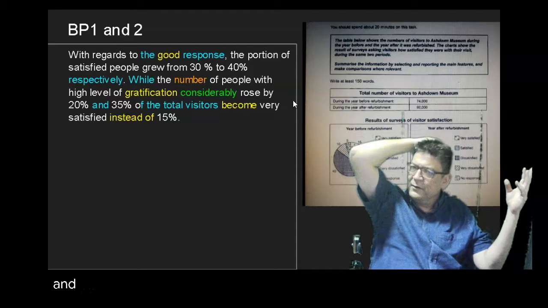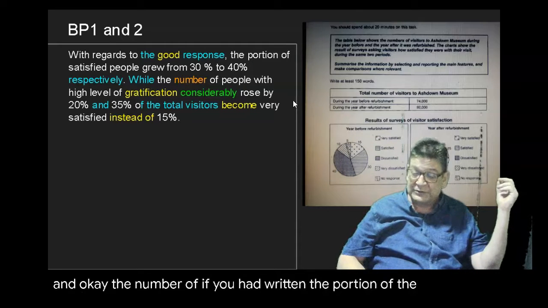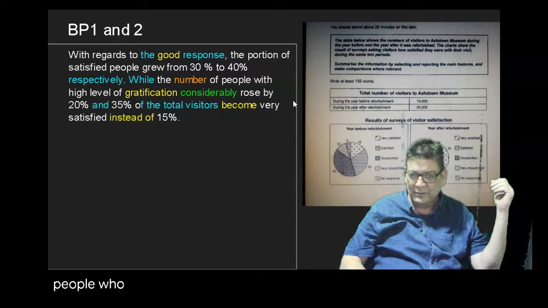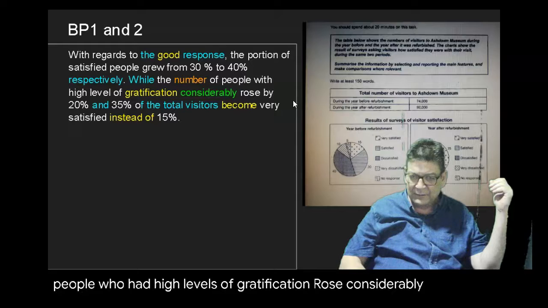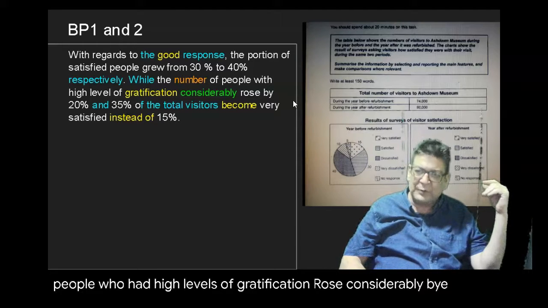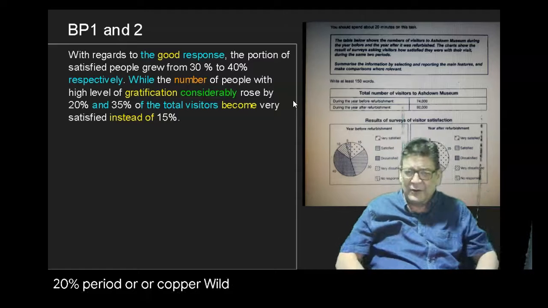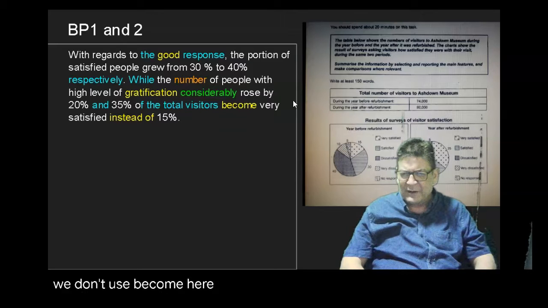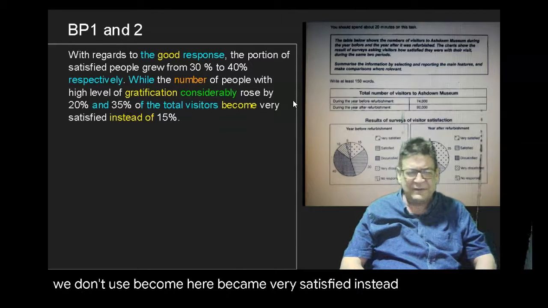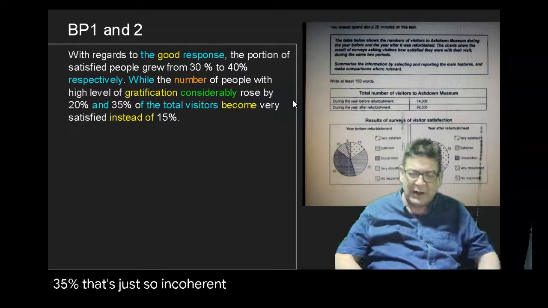And, okay, the number of, if you had written the proportion of people who had high levels of gratification rose by 20%. Period. While, or comma, while, 35% of the total visitors become, once again, we don't use become here, became very satisfied instead of 15%. Ooh, gosh. Oh, that's just so incoherent. I really don't know how to advise how to fix that.